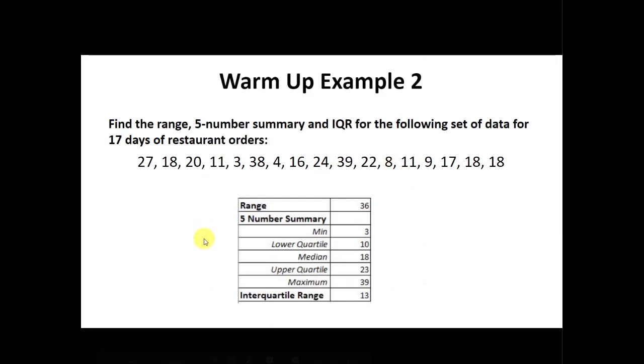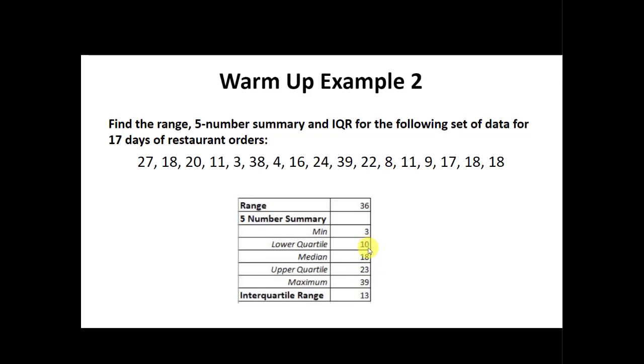Here is the output that shows our summary. We have the same range, the same interquartile range, and each one of these numbers between the minimum and the lower quartile represents 25% of the data. Between the lower quartile and the median represents 25% of the data. Between the median and the upper quartile represents 25% of the data. And between the upper quartile and the maximum, that also represents 25% of the data.